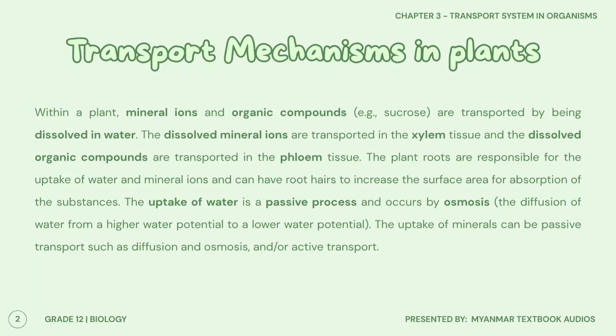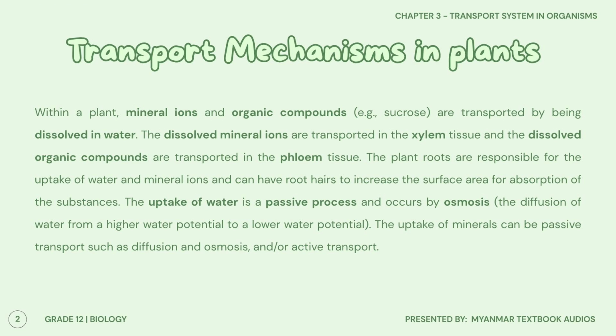Transport mechanisms in plants. Within a plant, mineral ions and organic compounds, for example sucrose, are transported by being dissolved in water. The dissolved mineral ions are transported in the xylem tissue, and the dissolved organic compounds are transported in the phloem tissue. The plant roots are responsible for the uptake of water and mineral ions and can have root hairs to increase the surface area for absorption of the substances.